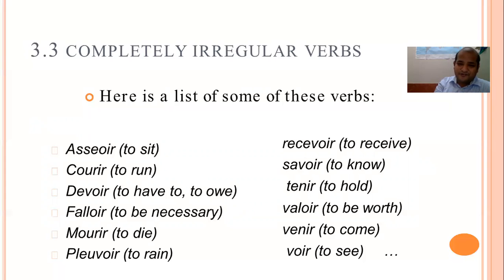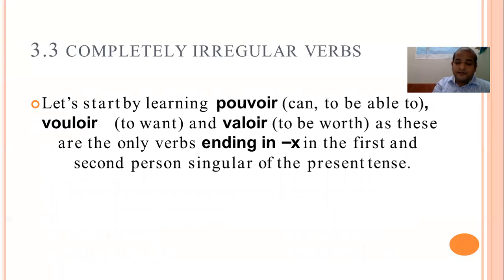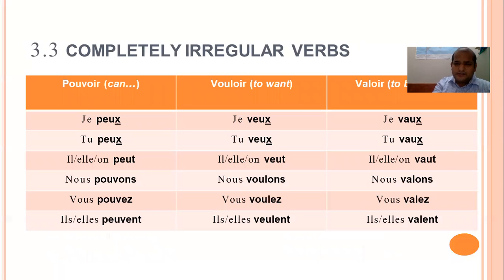I'll make a video for these type of verbs, and the pronunciation part for these verbs is very important. The pronunciation of these verbs in present tense or in any other tense is a very important aspect. So don't miss that. It is very important. So let's start by learning pouvoir or valoir and vouloir. So the conjugation will be like this. So this is just the introductory conjugation of this verb. We will do these verbs in details later.